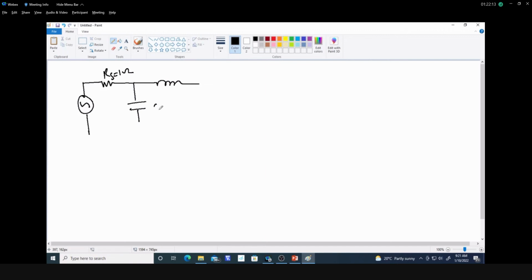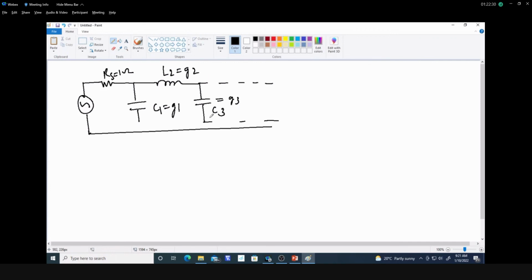Okay, so we can take the first capacitor, C1, which is equal to G1, the constant value whatever we get, then L2 which is equal to G2, then C3 which is equal to G3. It will go on like this based on the number of elements. Finally we end up with the load, which has the filter coefficient Gn+1. So this is one configuration.